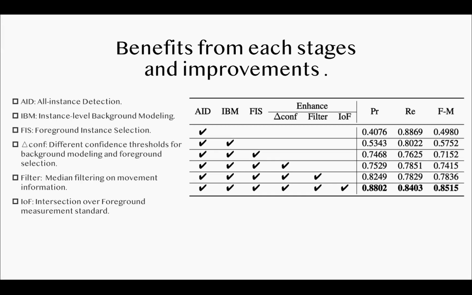Besides the three stages, we introduce three improvements to the downstream task of background subtraction to assist the pre-trained model in better adapting to this task. The term delta confidence signifies the use of different confidence thresholds for background modeling and foreground selection. Filter refers to the application of filtering methods on movement information. F stands for the use of intersection over foreground as a measurement standard.